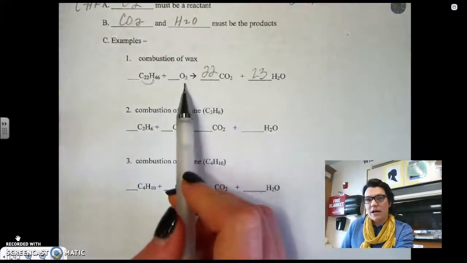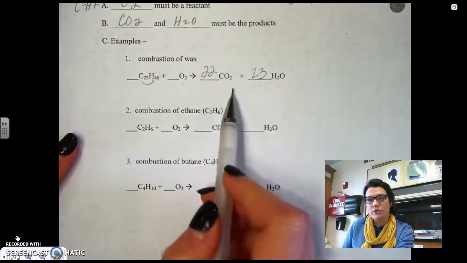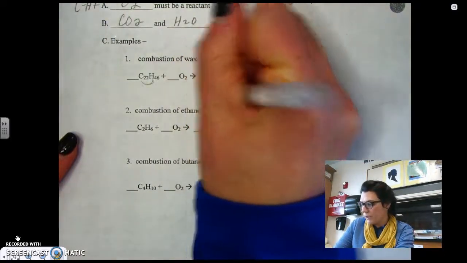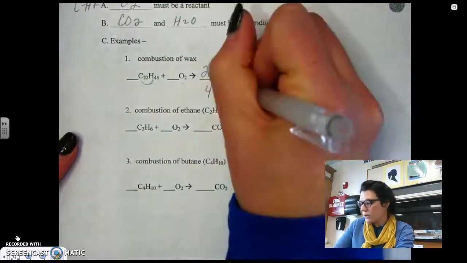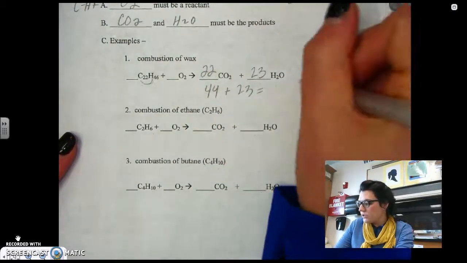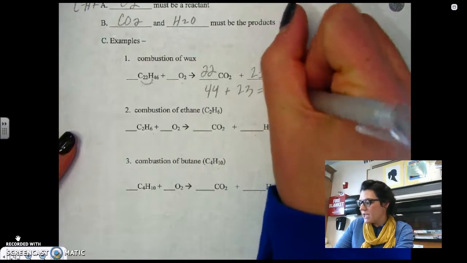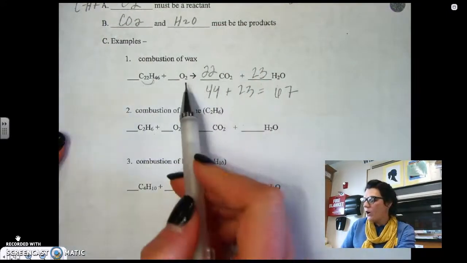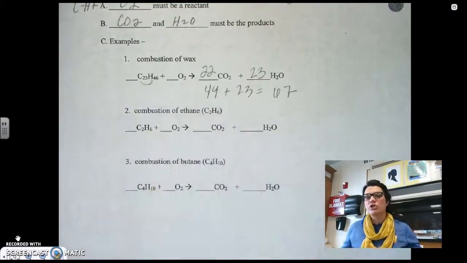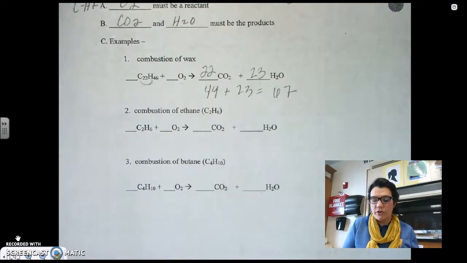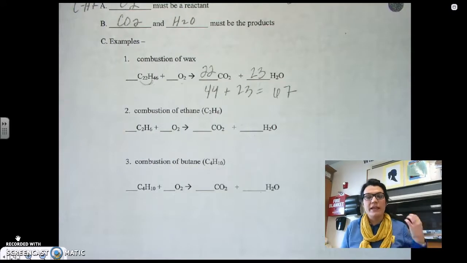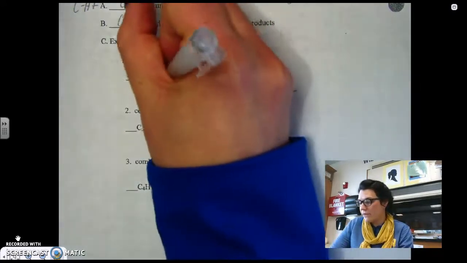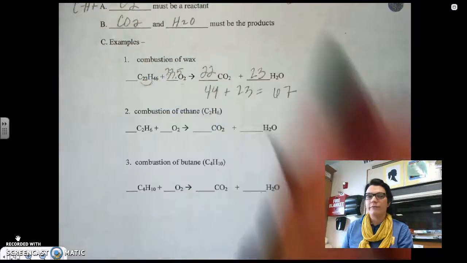And then the last thing is oxygen. So I have to say 2 times 22 is 44, plus 23 times 1 is 23. So this is going to be equal to 67 oxygens. Now, here's the trick. I always say, what times 2 gives me 67? So you can plug this into your calculator and say 67 divided by 2. The answer to that question is going to be 33.5.